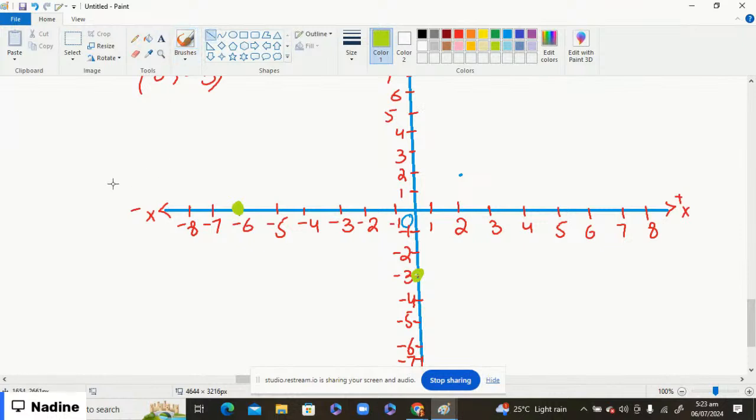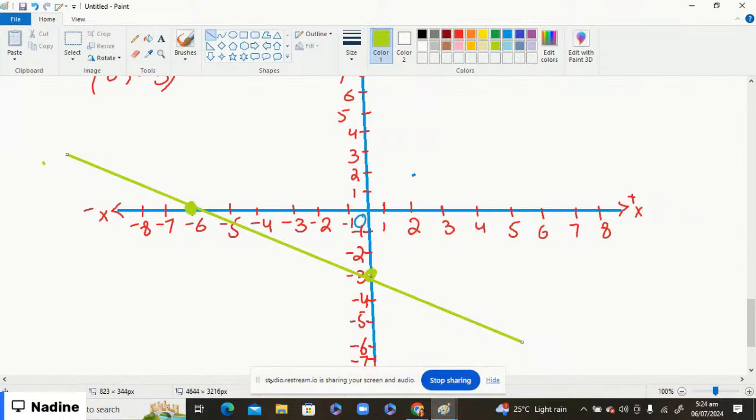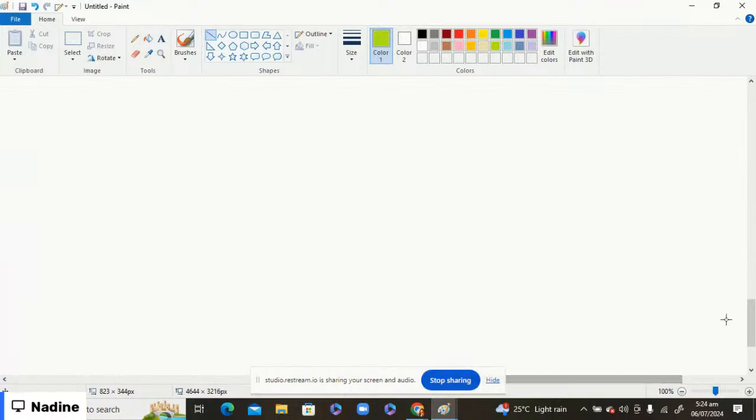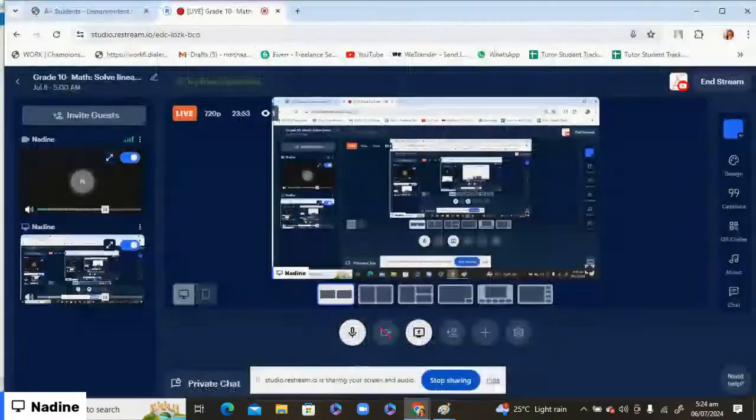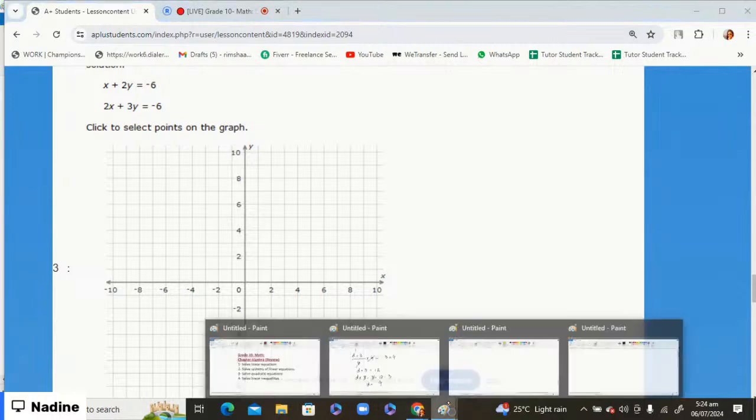And now when you add these two points together, this is the line that we get for the first equation. Now let's find out the intercepts of the second equation, 2x plus 3y is equal to minus 6.